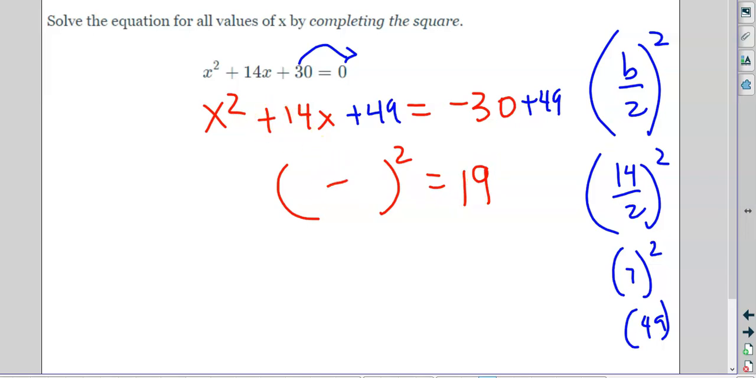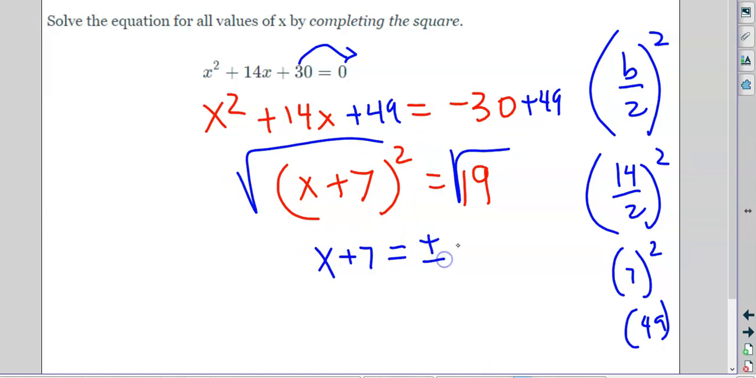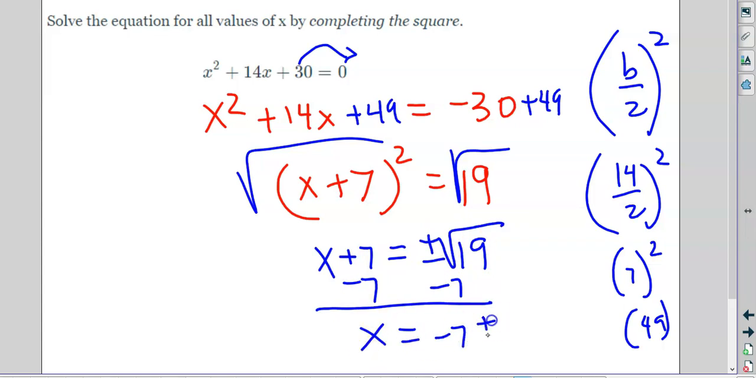Again, steal the sign from the middle. Plus stays a plus. Square root the first, square root the last. Now, square root both sides to start solving. X plus 7 is equal to plus or minus square root of 19. And subtract 7. Oops, I forgot to write the square root sign. And there we go. Negative 7 plus or minus square root of 19, which should look familiar to you.